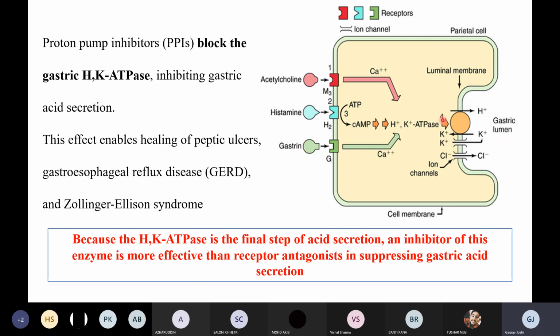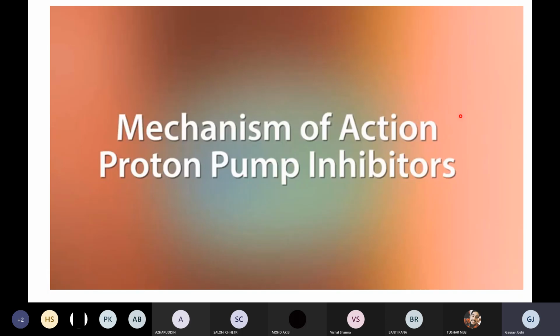So basically this molecule is more effective because all these three pathways are regulating and ending up at this point, this proton pump, right? So inhibiting this will be a very beneficial thing to control the acid level inside the stomach, right? So now I'll just play a small video, right?